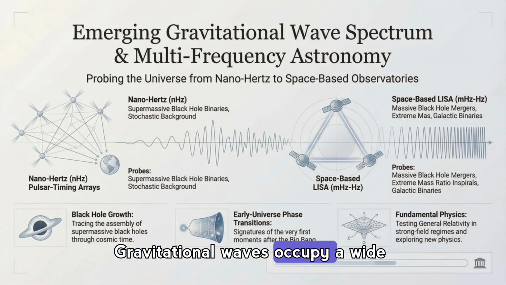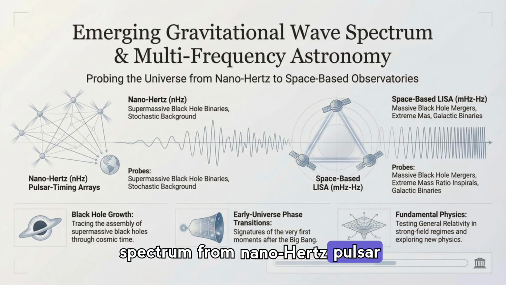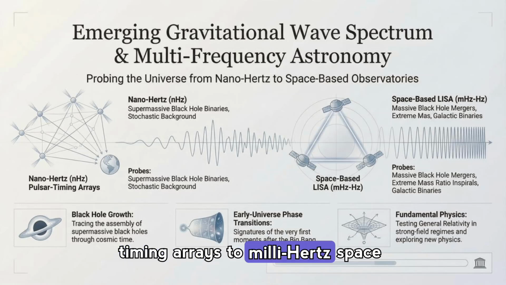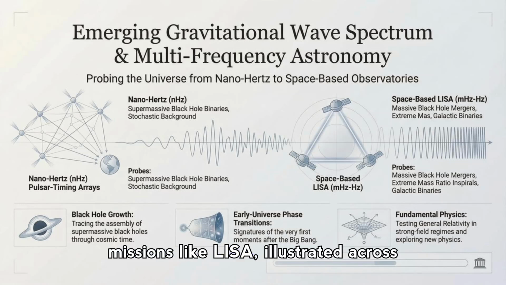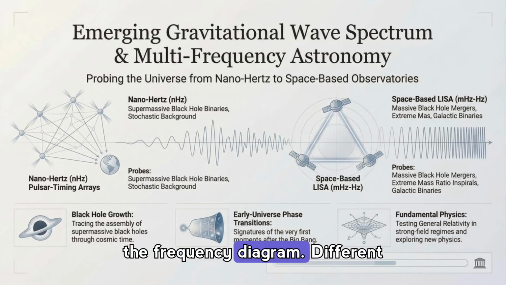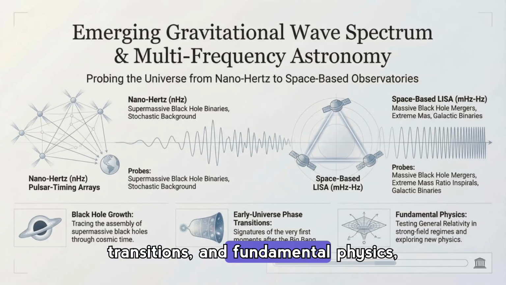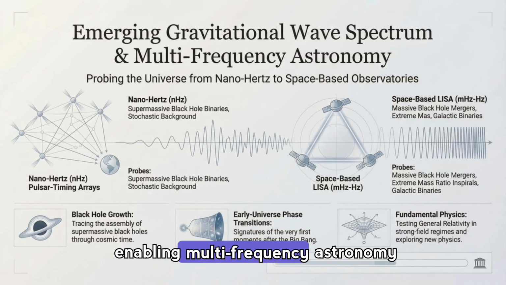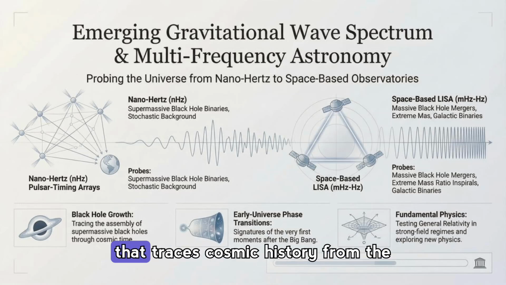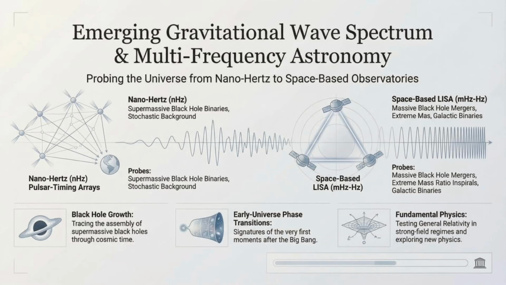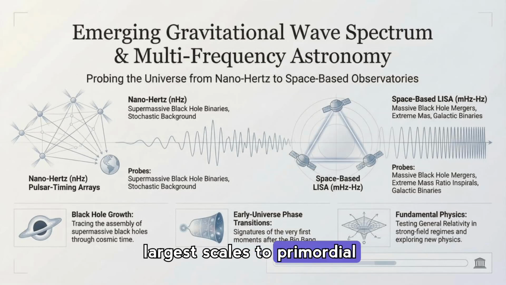Gravitational waves occupy a wide spectrum from nanohertz pulsar timing arrays to millihertz space missions like LISA, illustrated across the frequency diagram. Different bands probe supermassive black hole growth, early universe phase transitions, and fundamental physics, enabling multi-frequency astronomy that traces cosmic history from the largest scales to primordial moments.